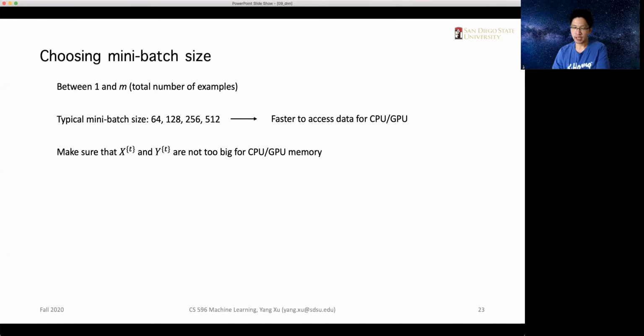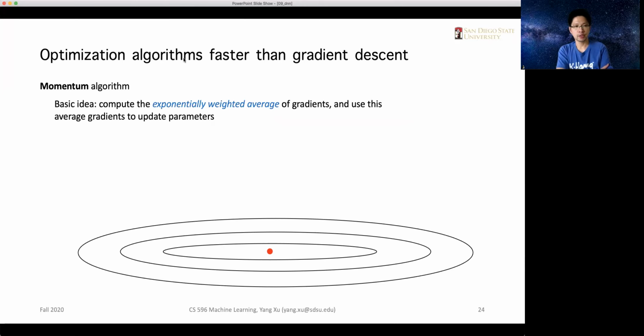And we have some time left. Today I'm going to cover the next part, which is some optimization algorithms that will make gradient descent much faster than the raw gradient descent. This is an algorithm called momentum. The basic idea is that we compute the exponentially weighted average of gradients and use these average gradients to update the parameters.